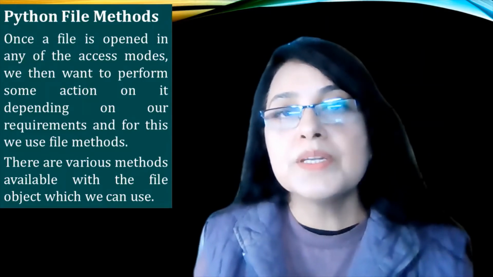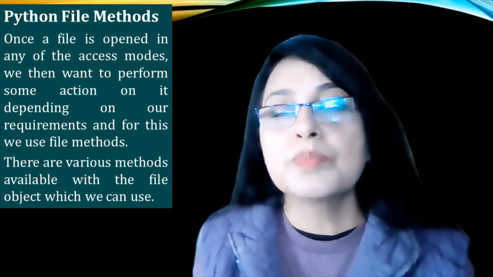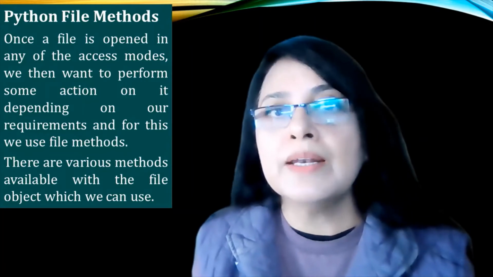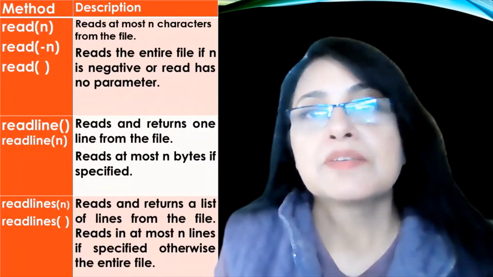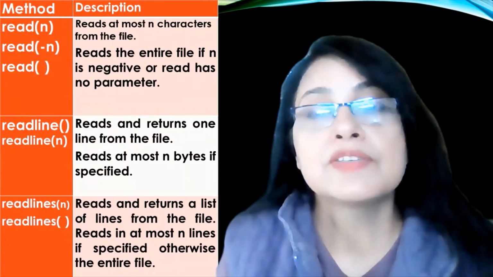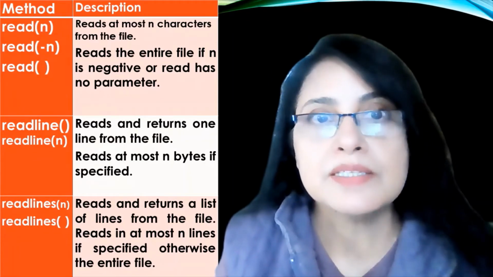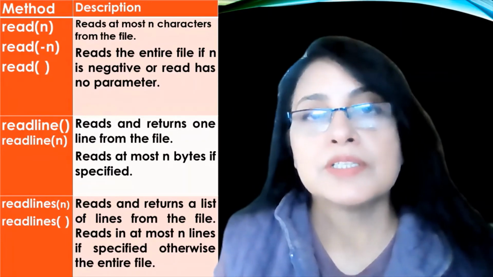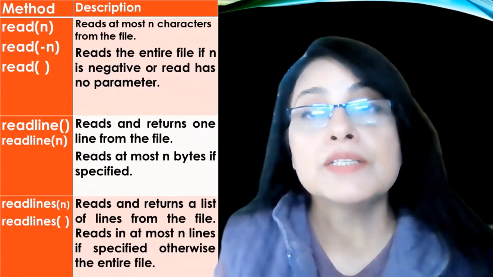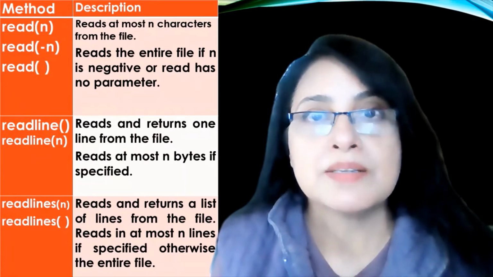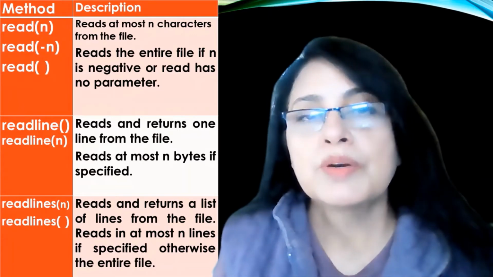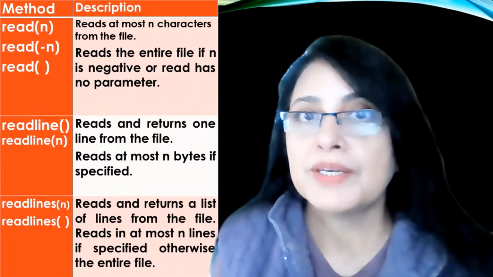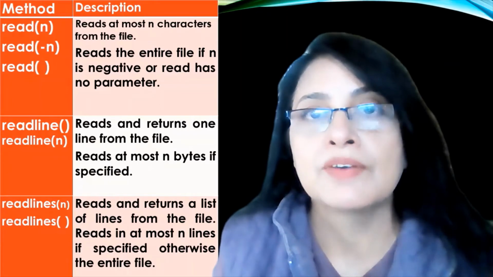Once a file is open in any of the access modes, we want to perform some action on it depending on our requirements. And for this, we are going to use file methods. The read method reads at most n characters from the file, and it reads the entire file if n is negative or if read has no parameters. Readline reads and returns one line from the file, and it reads n bytes if n is specified as a parameter. Readlines will read and return a list of lines from the file, and it will read n lines if n is specified, otherwise it reads the entire file.